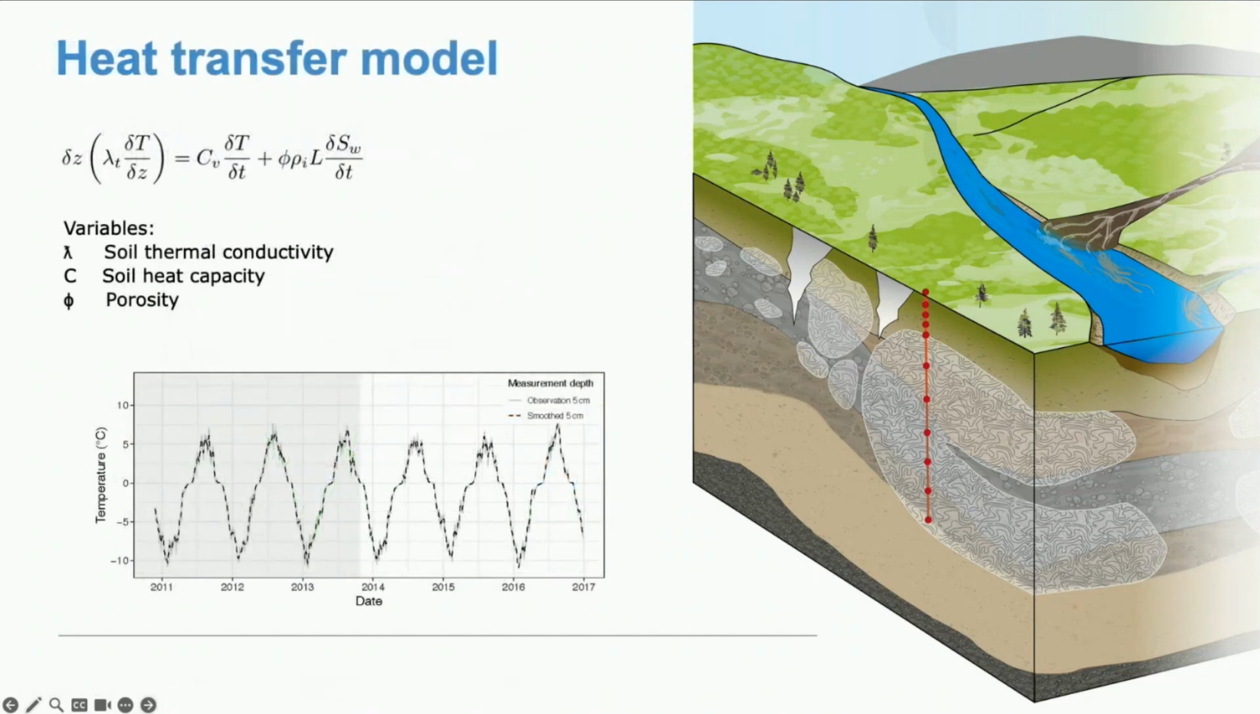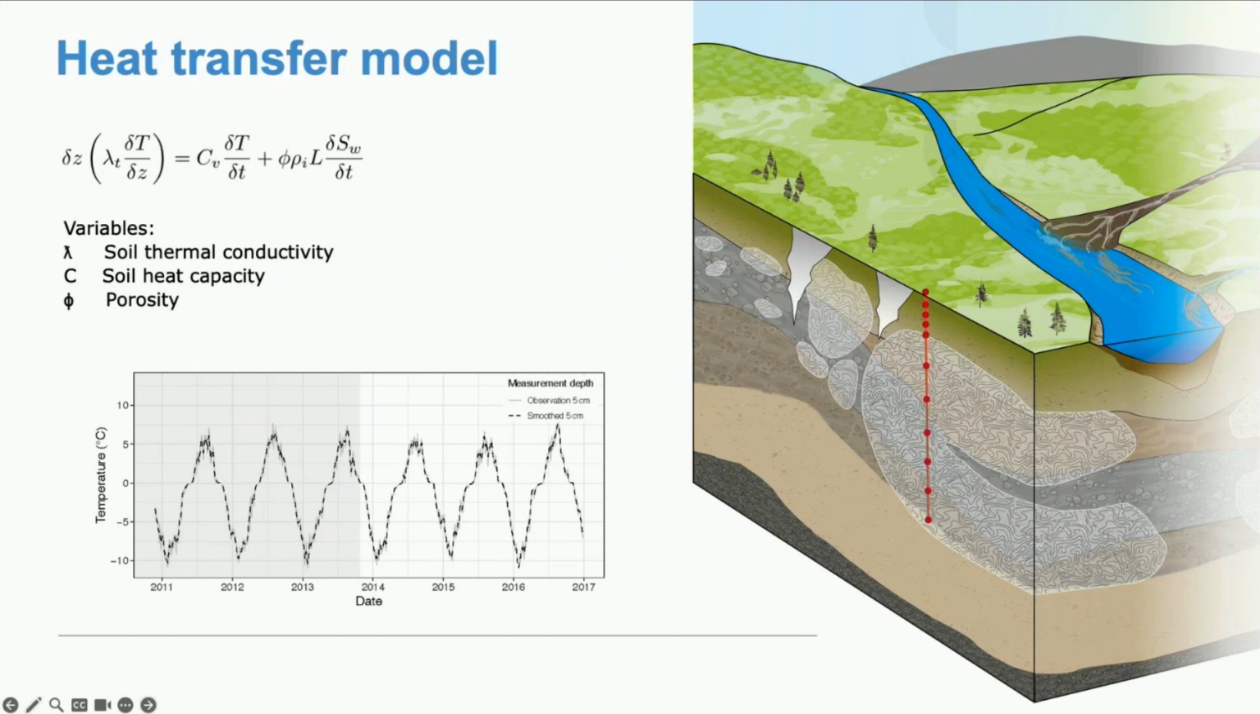For that, we use a heat transfer model. The soil thermal conductivity is in balance with your soil heat capacity, and you have to simulate the freezing and thawing. For that, you use the latent heat of fusion. And porosity is an important variable in your really basic heat transfer model. This is a conduction-only model, I should point out.